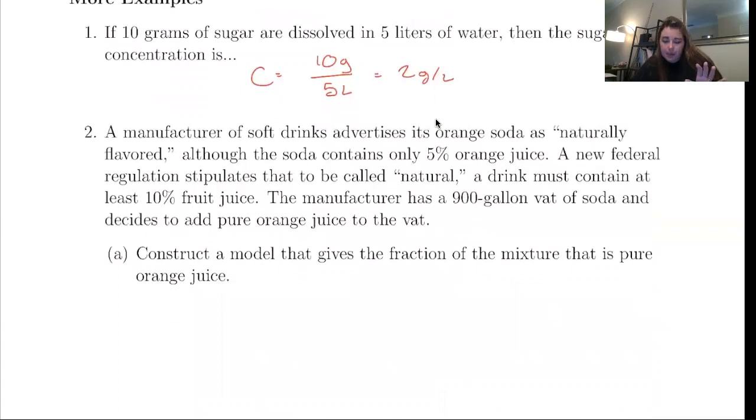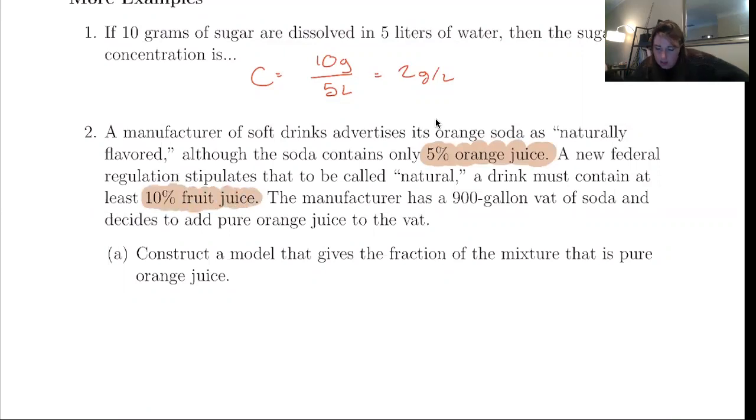So the main example here is that the manufacturer of soft drinks advertises its orange soda as naturally flavored, although the soda contains only 5% orange juice. All right, 5% orange juice. I'm gonna highlight that because that sounds important. A new federal regulation stipulates that to be called natural, a drink must contain at least 10% orange juice.